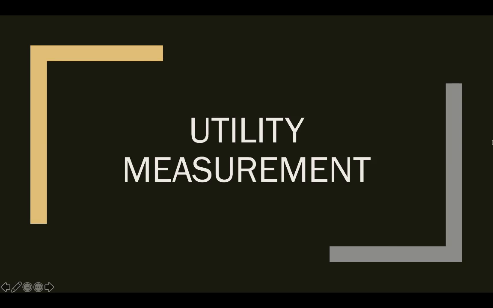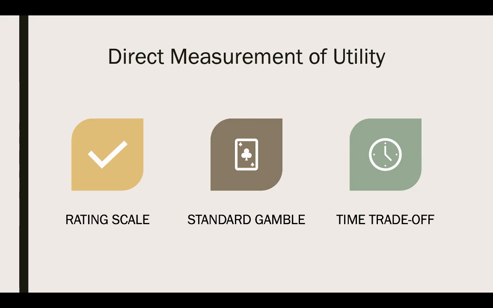For the second part, we will get into health utilities and how exactly we are going to measure them, and when we do measure them, what do we do with them? So we have some direct measures of utility, and direct measures of health utility in particular. We'll talk about rating scale first, then a standard gamble measurement, and then some time trade-off measurements.